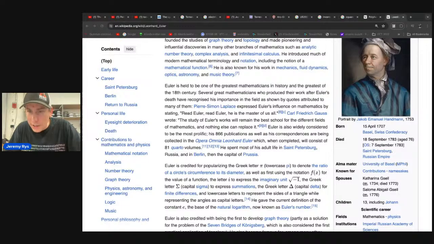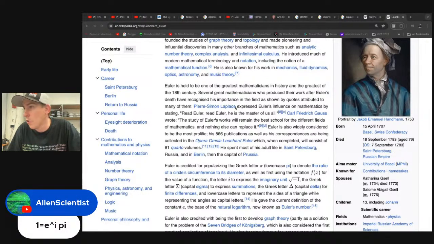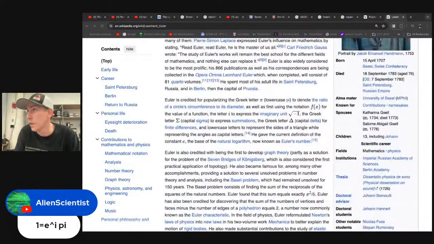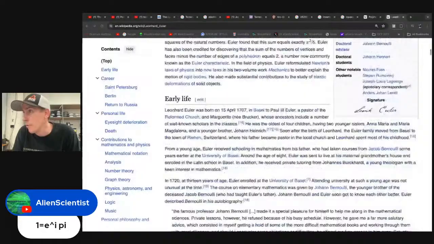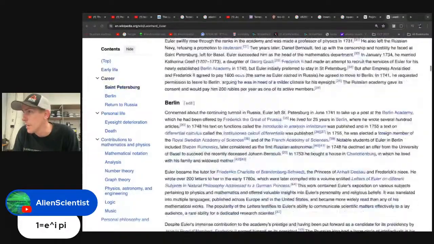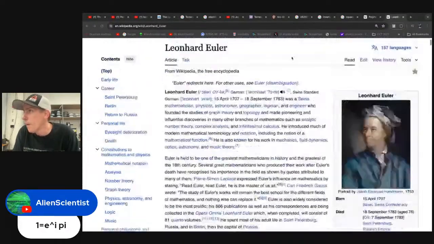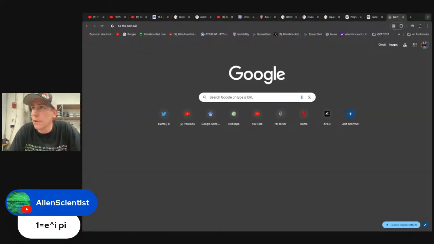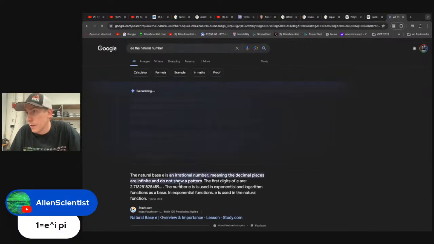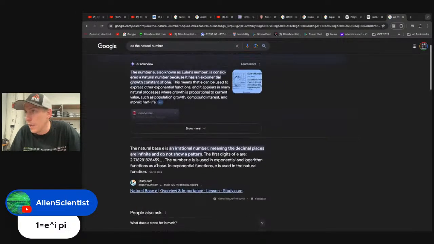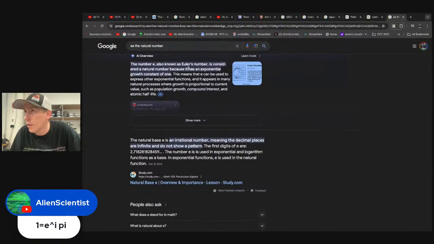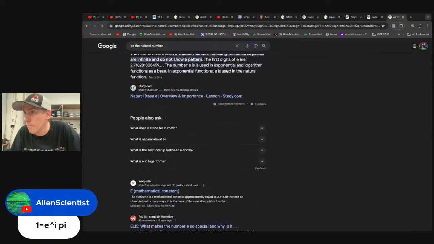So e to the i pi is a very interesting equation that Euler came up with, and he found this whole thing hidden in e, this natural number. I don't know if he came up with the natural number e, but let's talk about e, the natural number. The awesome thing about e is that it's this pattern. Euler's number is considered the natural number, and it shows the exponential constant.